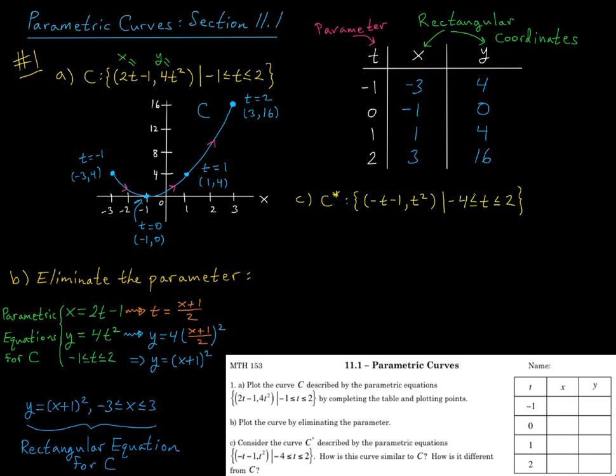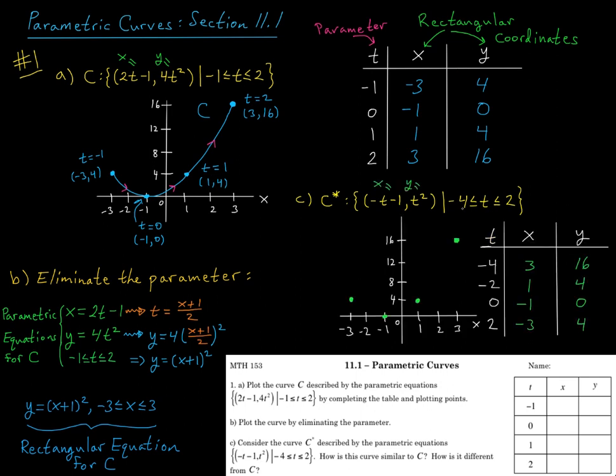How is it different from C? All right, so let's go ahead and start out by just creating a table like you see above and plotting some points. And here, t varies from -4 to 2. And I'll go ahead and just take step sizes of 2. So I'll plot the corresponding points when t is -4, -2, 0, and 2.